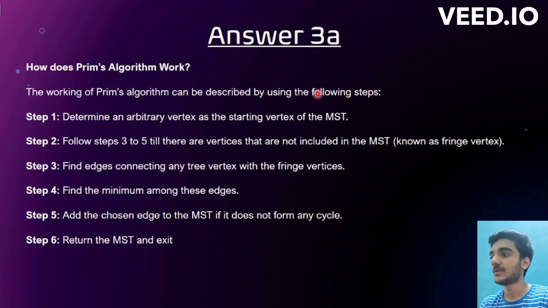Working of Prim's algorithm: determine an arbitrary vertex as the starting vertex of the MST. Follow steps 3 to 5 while there are vertices that are not included in the MST. Find edges connecting the tree with the fringe vertices. Find the minimum among these edges. Add the chosen edge to the MST if it does not form any cycle. Return the MST and exit.